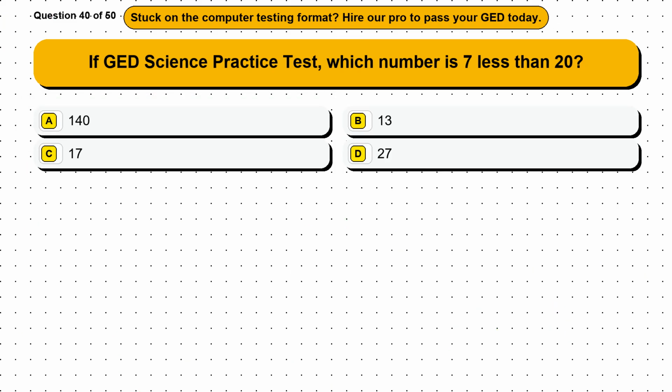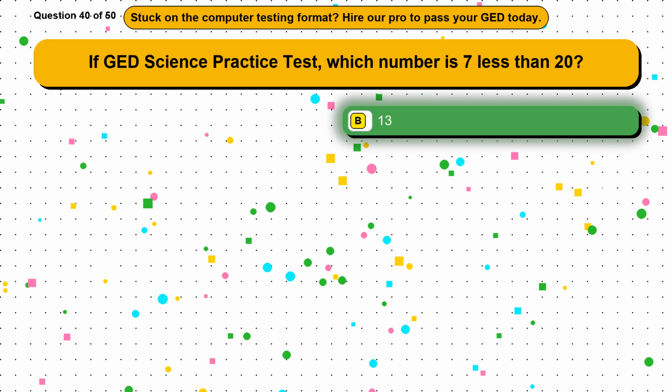Question 40. If GED Science Practice Test, which number is 7 less than 20? Option A, 140. Option B, 13. Option C, 17. Option D, 27. The correct answer is option B, 13.